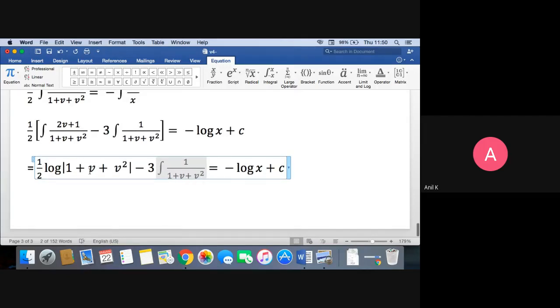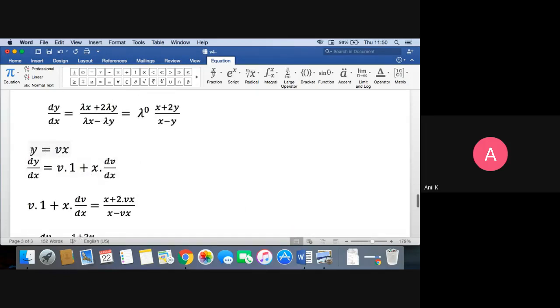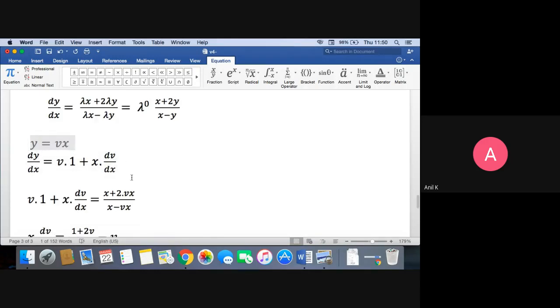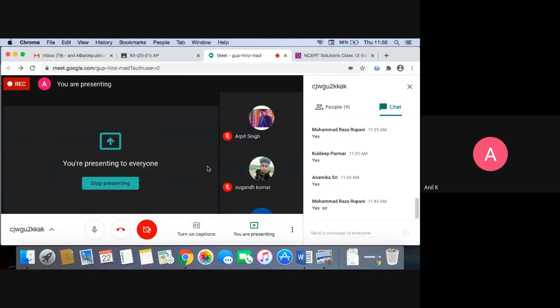And after that, you have to replace: I had taken y equals vx in the substitution. So if I want the v value, v will become y by x. Wherever v is there, v will be replaced with y upon x. Okay. So we'll continue further with these questions of homogeneous equations. Is that clear for today's class, or does anyone have doubts?